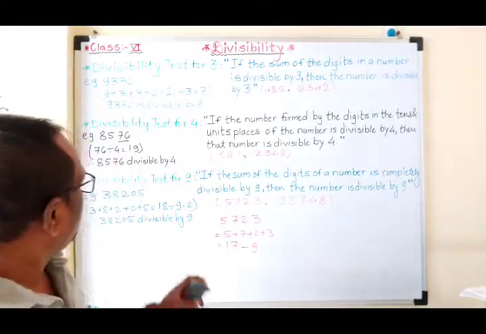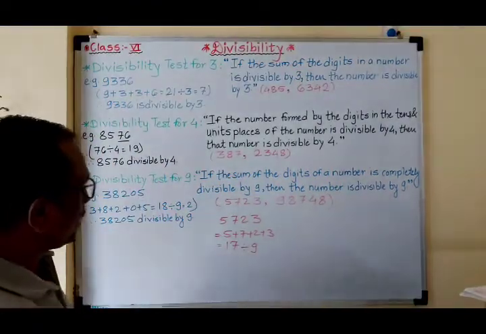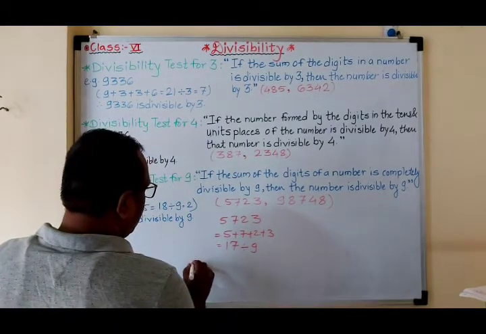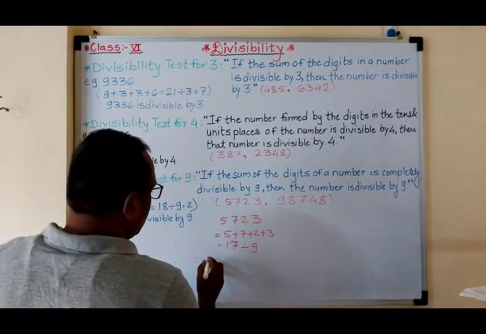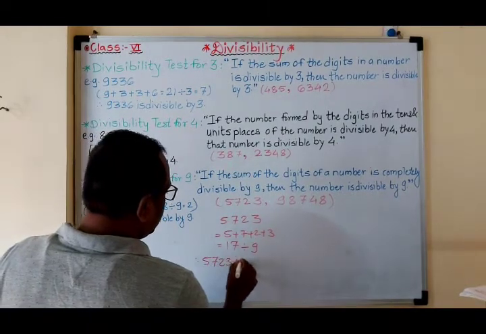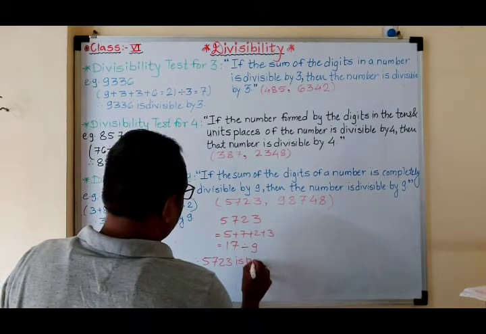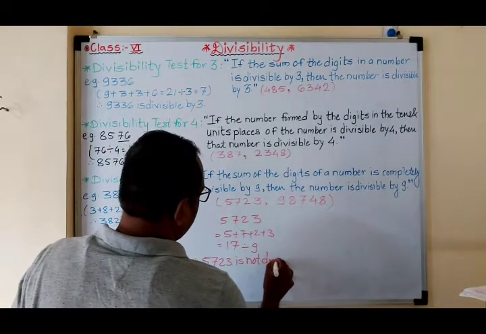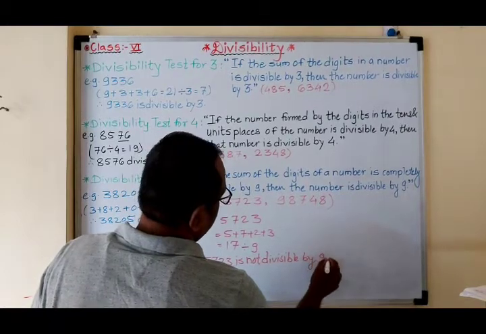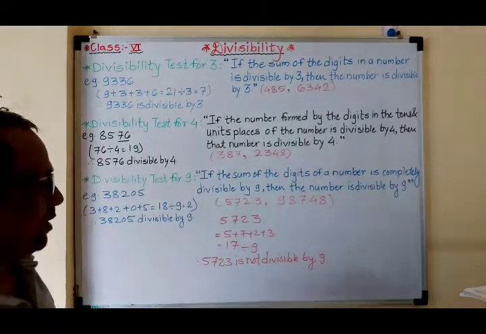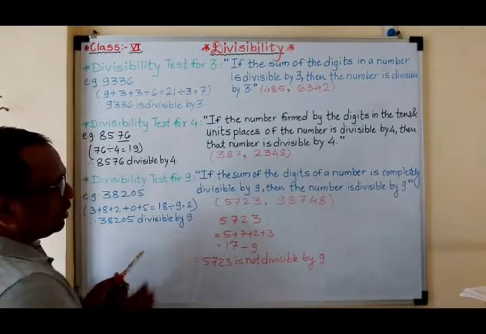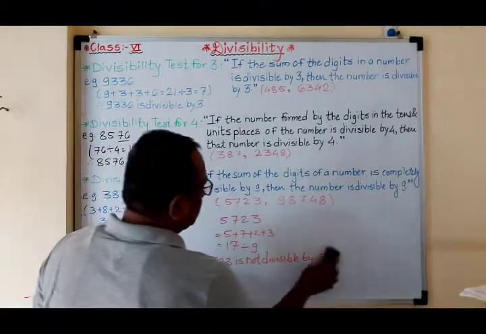Okay, so we have to write therefore 5,723 is not divisible by 9. Okay, this way you have to write. Now we will move to the second example.